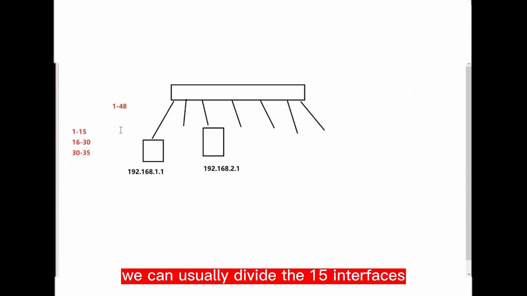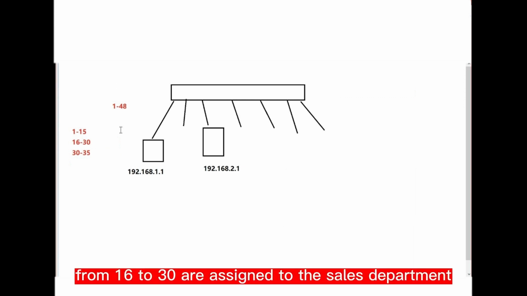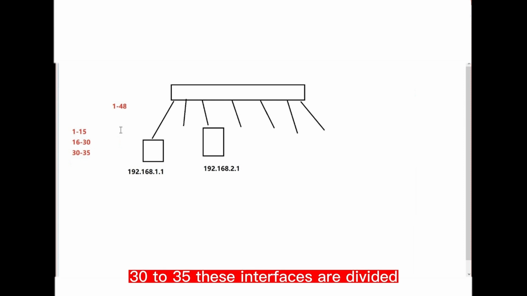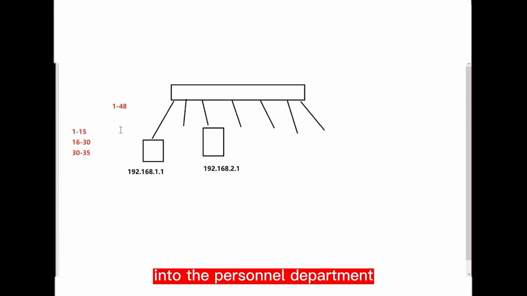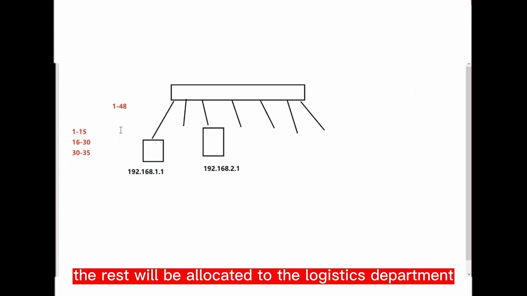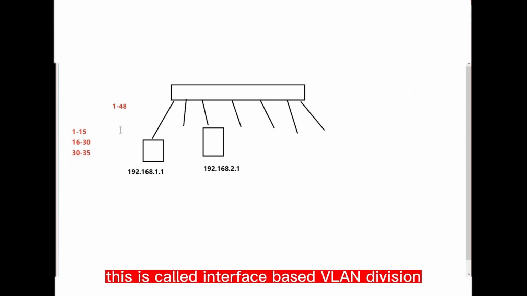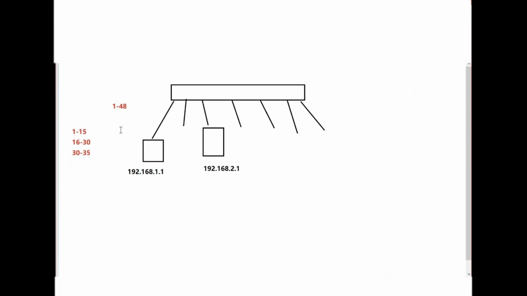We can usually divide the 15 interfaces. From 1 to 15 to the technical department. 15 interfaces from 16 to 30 are assigned to the sales department. 30 to 35 these interfaces are divided into the personnel department. The rest will be allocated to the logistics department. Leave 1 or 2 interfaces for redundancy. This is called interface-based VLAN division.